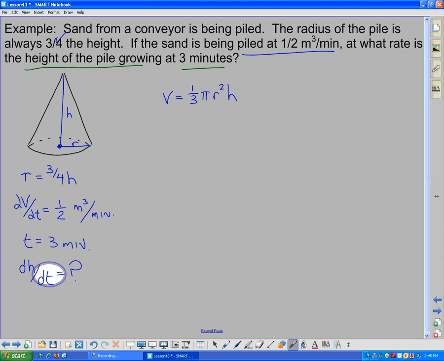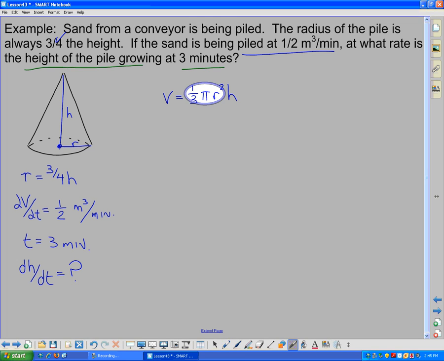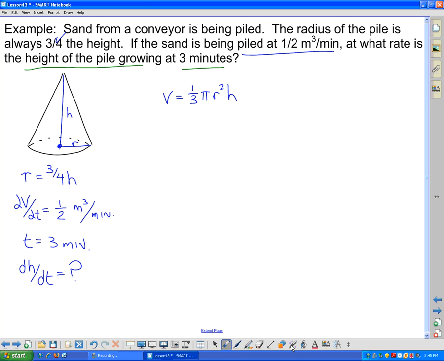This is what we want to find. If I was to take the derivative of this right now, all right, so don't copy this down for the people that are angry. If I take the derivative, I know I'm going to end up with a dV by dt from the volume. I know that if I take the derivative of r, I'm going to get a dr by dt, and I'm going to end up with a dh by dt.